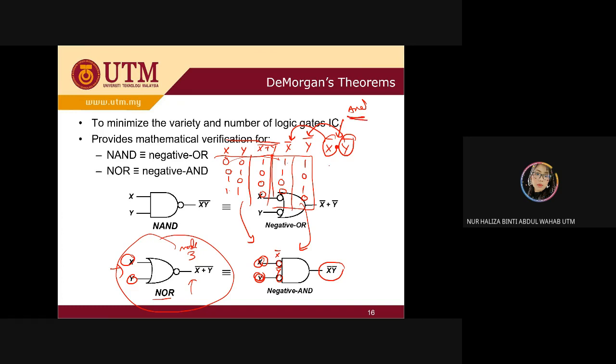Let's take a look. An AND gate will get only 1 when both inputs are 1. The rest will be 0. Similar. Same answer. I proved already. 100% is correct.